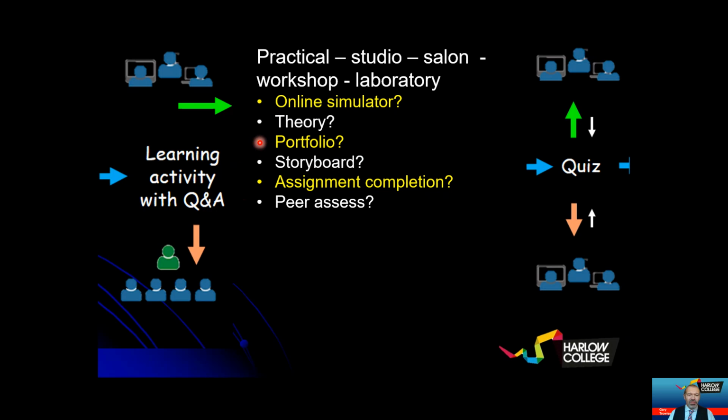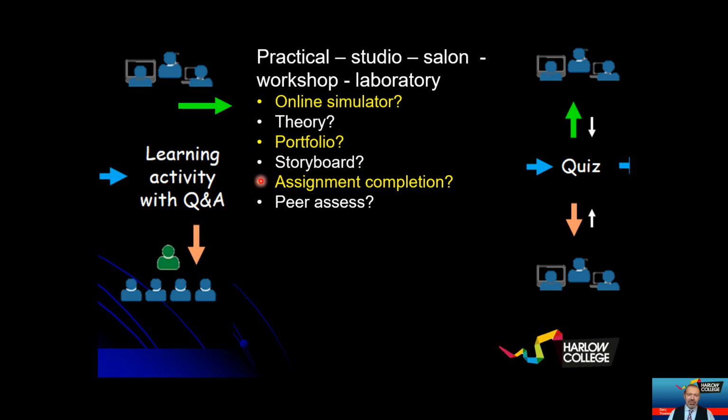Could they be building a portfolio of evidence, depending on what they've got to do? Could they be storyboarding, perhaps, the practical activities that they've done in their past? So if they've done a practical activity in college and taken pictures or recordings of that activity, could they be creating a storyboard around it on Padlet that's a requirement for their evidence, or putting something on Padlet that could be used for employment purposes?